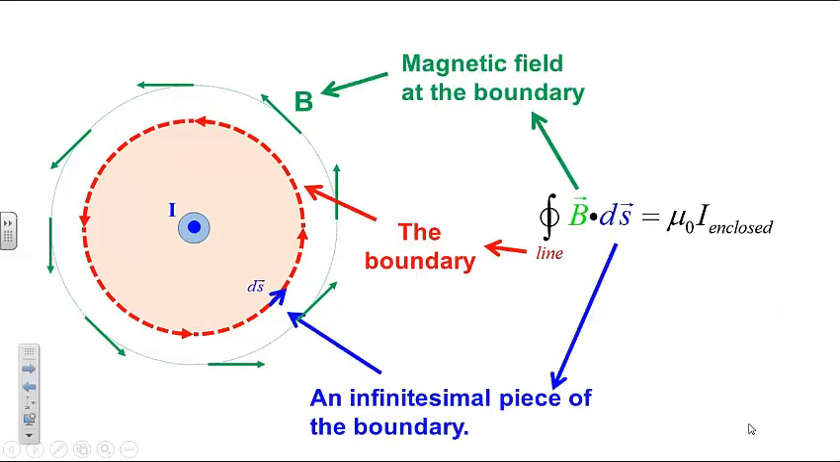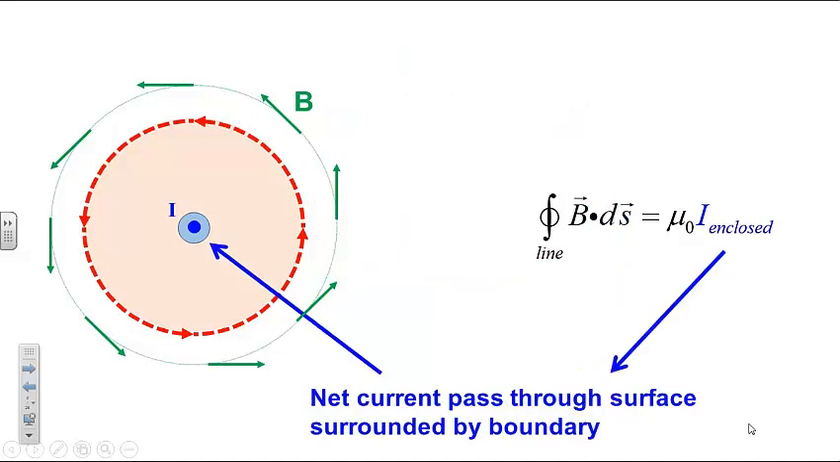The variable B in this equation denotes the magnetic field of the current at the boundary of the surface. The variable ds is an infinitesimal bit of length of the boundary, and the subscript line denotes that we are performing a one-dimensional integral around the boundary. In other words, ds will have units of length. Finally, the variable I enclosed denotes the net current passing through the boundary.